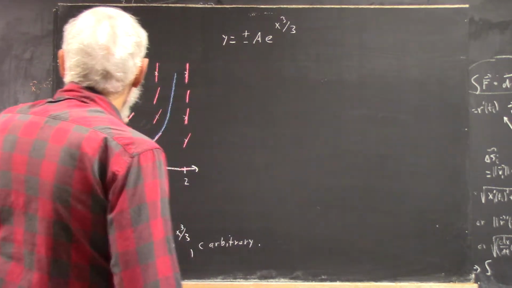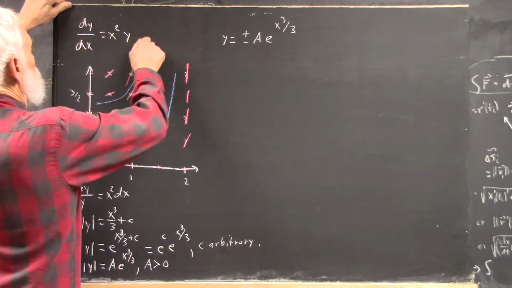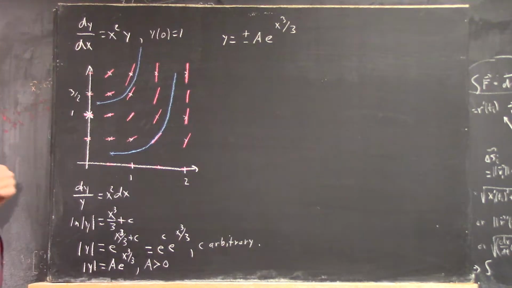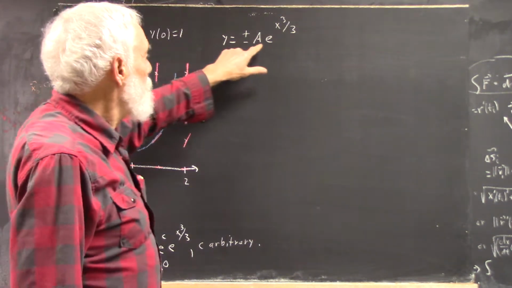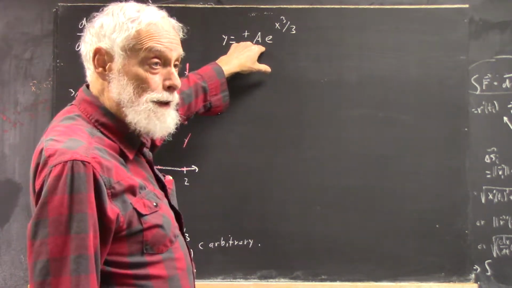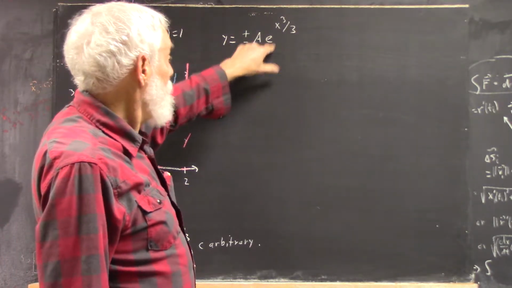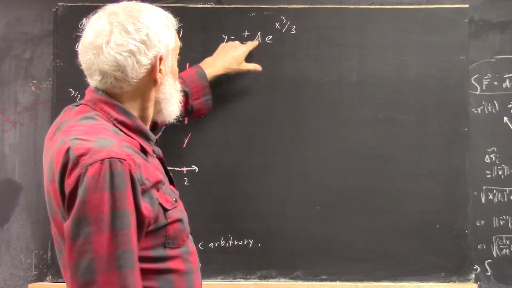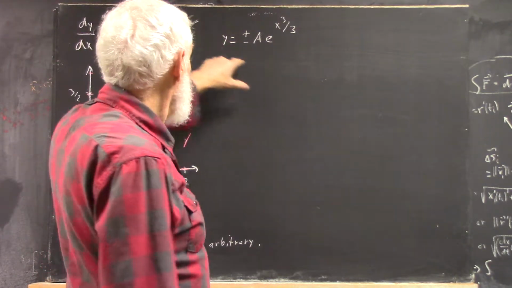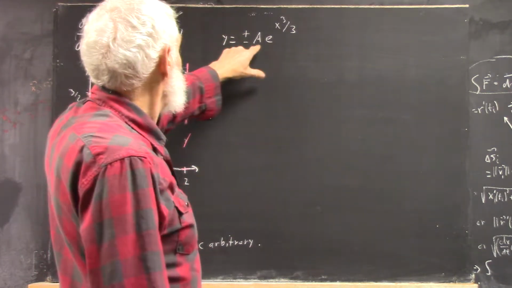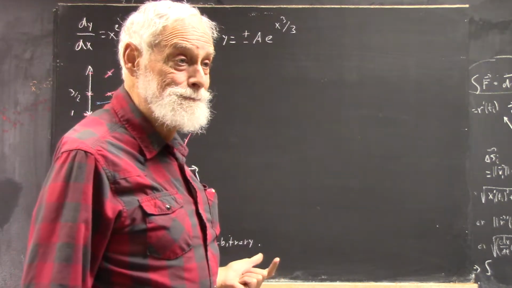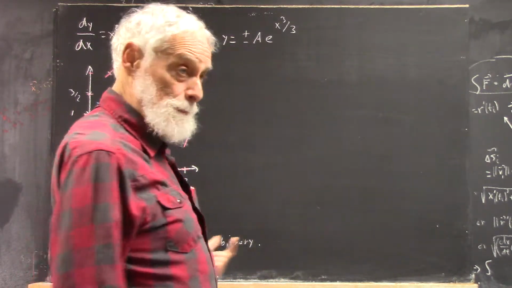Okay, so if y of 0 equals 1, well, this is either always positive or always negative, right? Because e to the x cubed over 3 is always positive. So if this is always positive, then we know that in this case, a has to be positive. In fact, we can tell that it has to be 1. Okay?